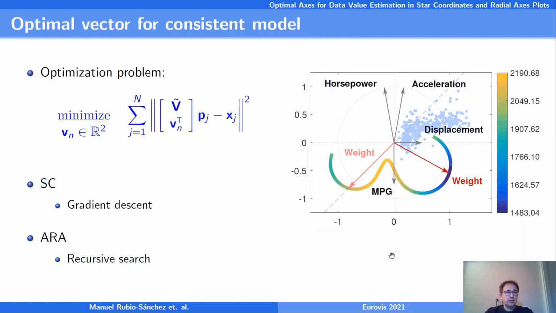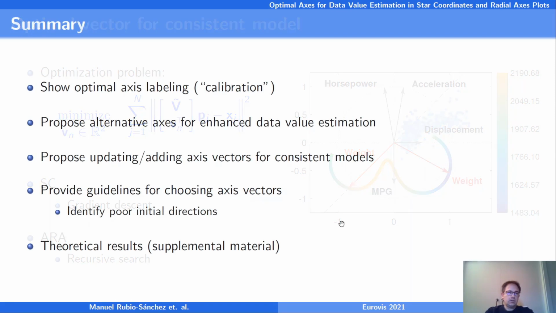The optimal vector that leads to a consistent model over any orientation can be obtained by solving this optimization problem. In this case, v sub n is the variable. And for star coordinates, we use a gradient descent method, while for ARA, the function is more complex, and we use a recursive search approach.